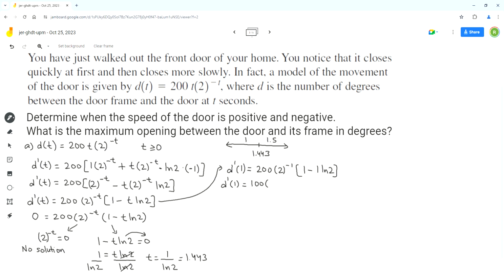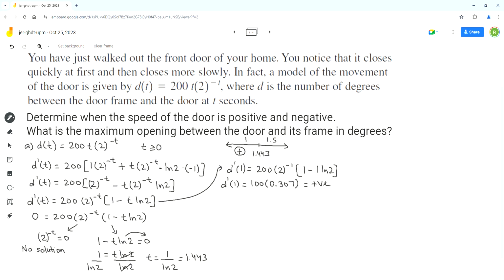And now we can evaluate the expression in the parentheses. 1 minus 1 times ln 2 is equal to 0.307. I rounded the answer to 3 decimal places, and the multiplication will give us a positive value. That means the derivative is positive on the left side of the critical number. That means the speed of the door is positive on the left side of the critical number.